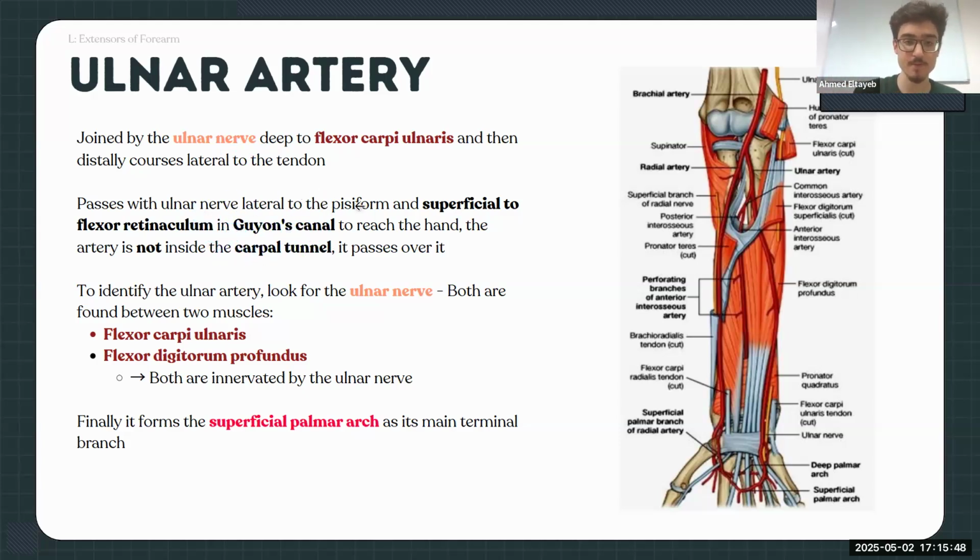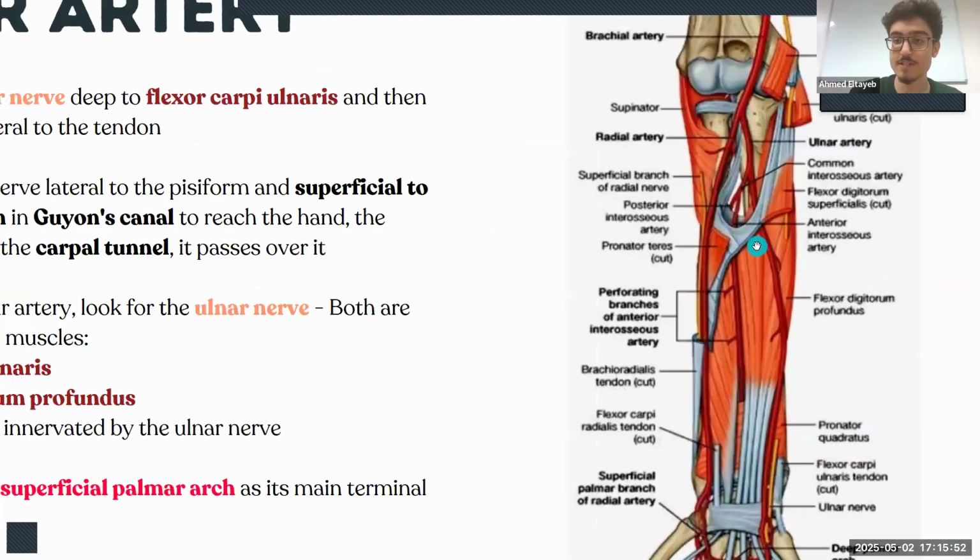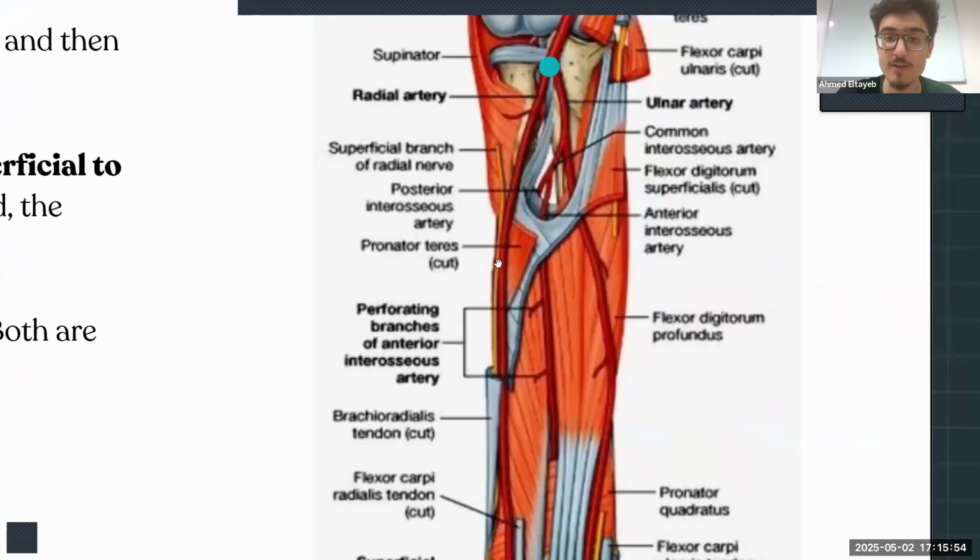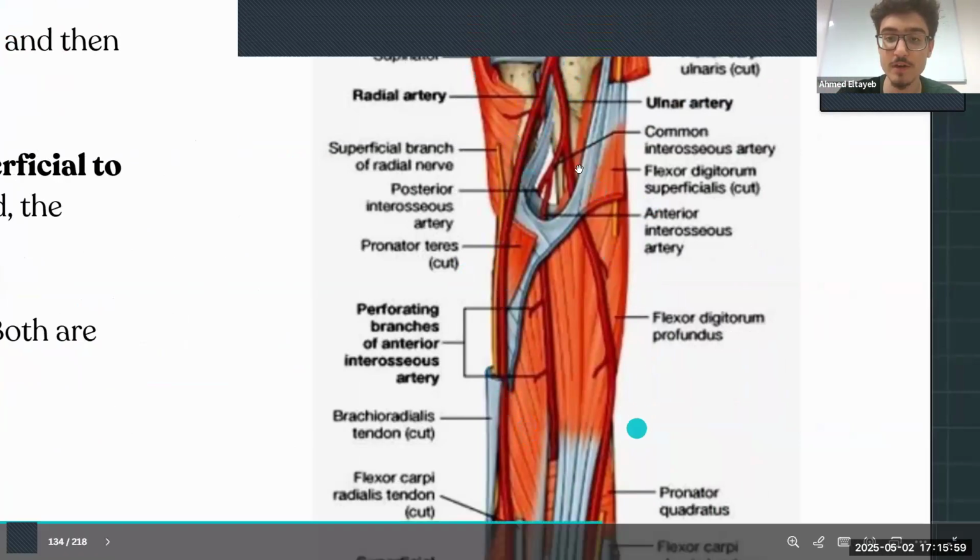But how is it different from the radial artery? It's different in the sense that the radial artery doesn't have an accompanying nerve going with it, whereas the ulnar artery goes along the ulnar nerve. Okay?